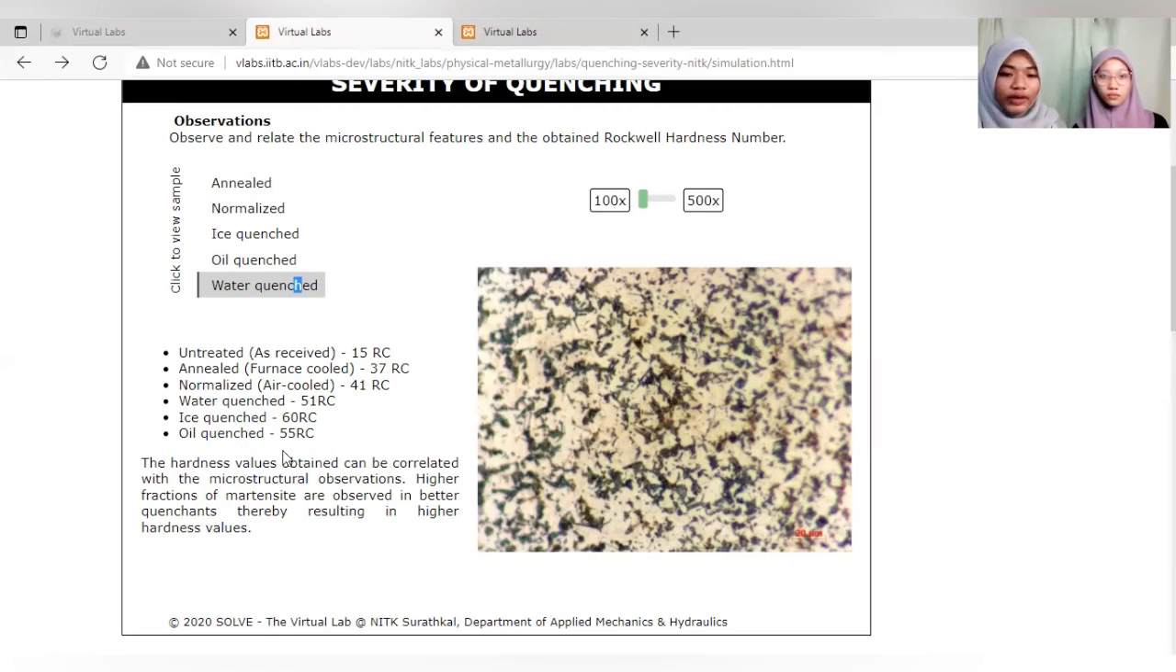The hardness value obtained can be correlated with the microstructural observation. A higher fraction of martensite is observed with better quenching, thereby resulting in a higher hardness value.